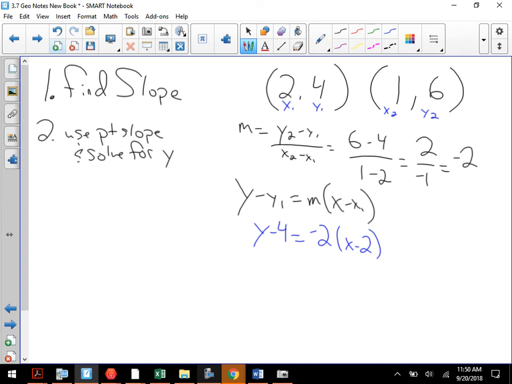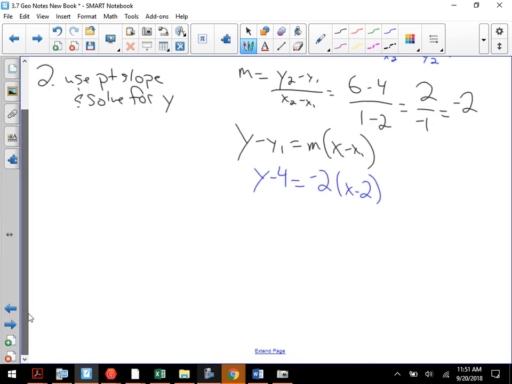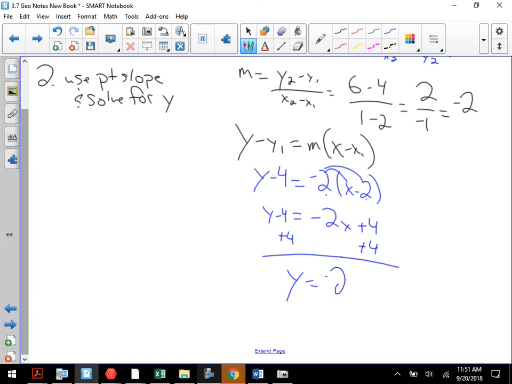Distribute the -2 for the slope. Get -2x. -2 times -2 is positive 4. Very good. And then I have to move that -4 over. Y equals -2x plus 8.